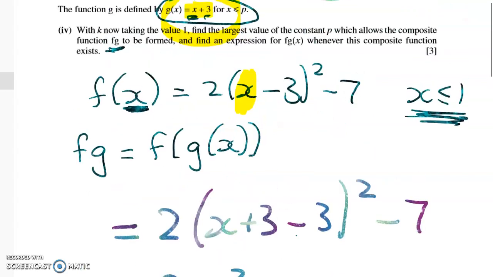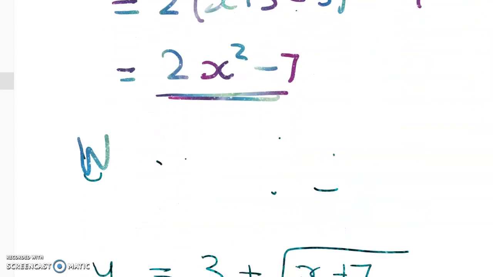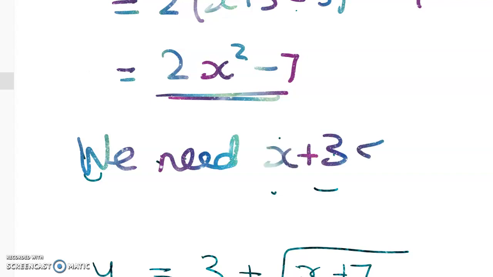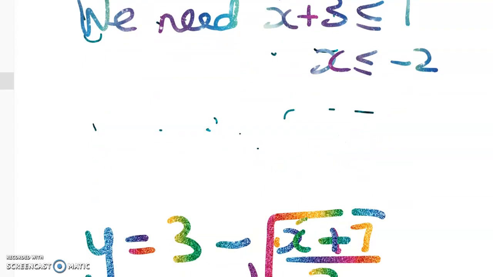So that's fine, except that I'm only allowed to put in numbers below 1 into my f machine, right? So when I'm putting in x plus 3, because I'm putting in g of x, I have to have that restriction holding. So x plus 3 has to be satisfying that restriction as well. So x has got to be less than or equal to -2.